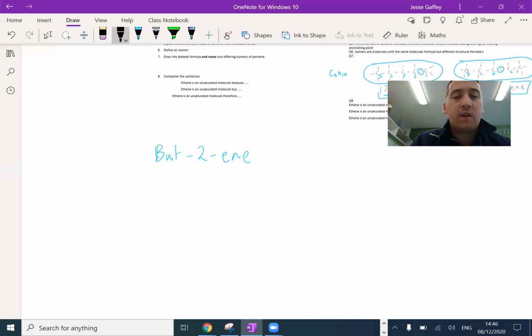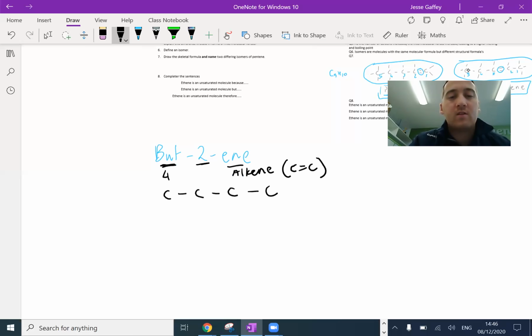Okay, right. So how would we do it? Well, we'd start by drawing a 4-carbon chain because it's but. But means 4. Ene means alkene. So I'm going to have a double bond. Alkene means C double bond C. The 2 tells me where this is. Where is the C double bond C? It's after carbon number 2. If I number these 1, 2, 3, 4, then the C double bond C is after carbon number 2. And then I finish drawing the hydrogens. Now make sure you check your hydrogens. Check that each carbon has only 4 bonds.